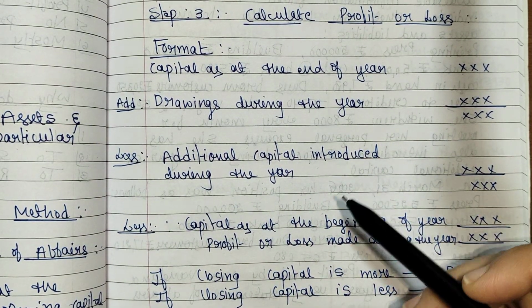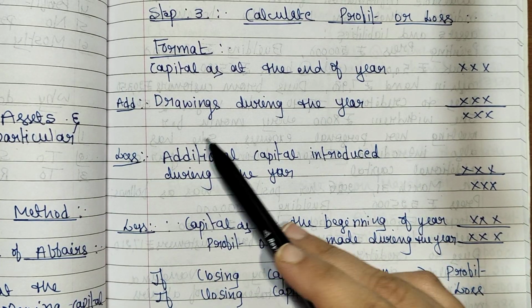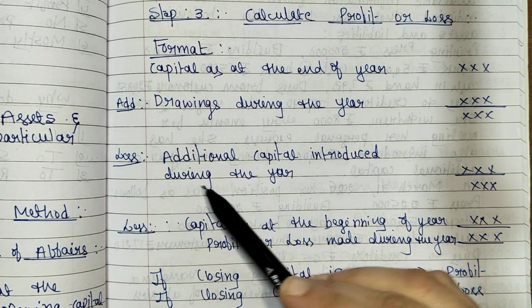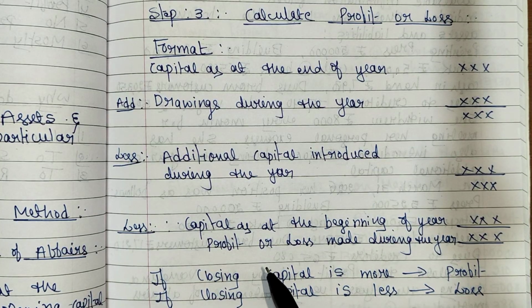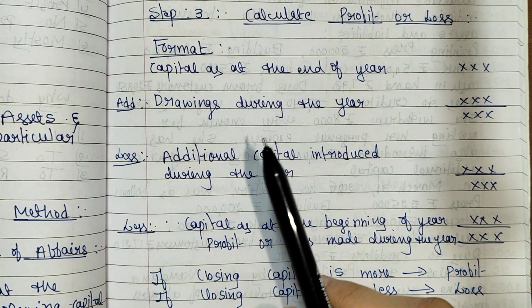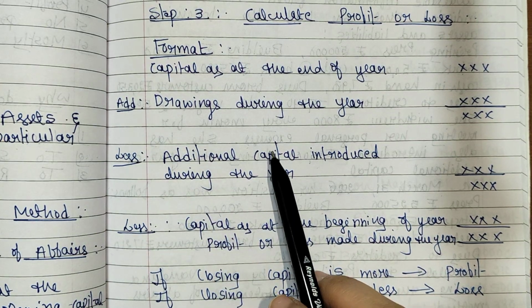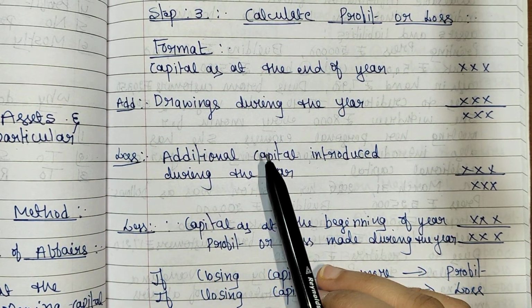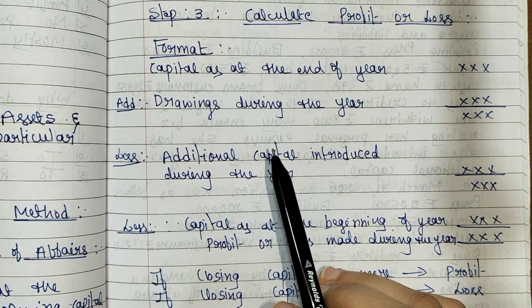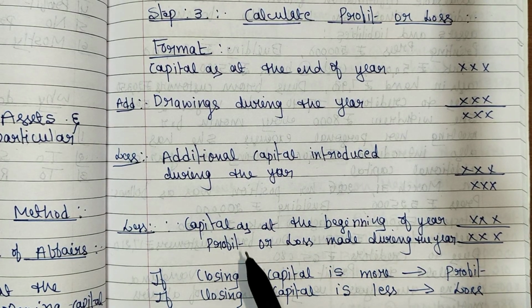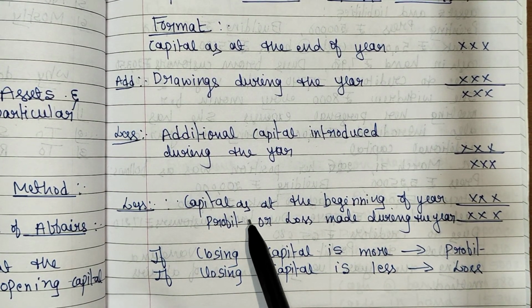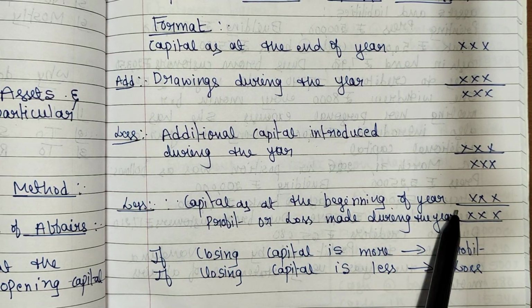So don't get confused here. Drawings we add to the closing capital, and we deduct the additional capital introduced during the year, because drawings are not a business loss, and additional capital is not a profit. Remember these two points. Clear? And after that again we need to deduct capital at the beginning of the year.